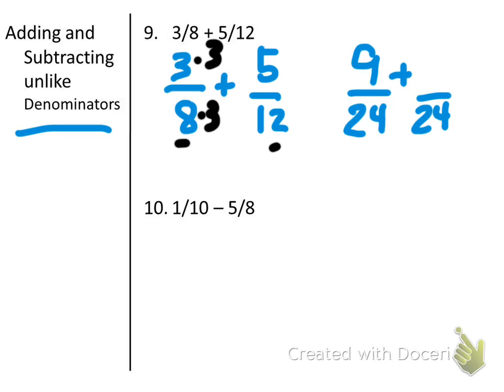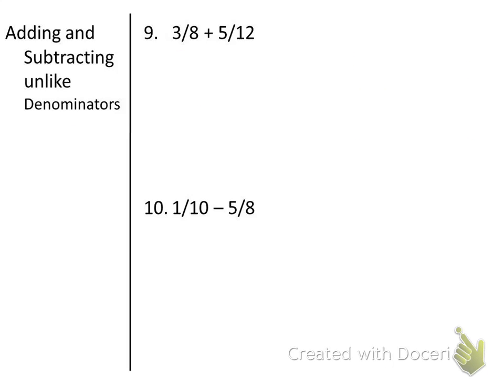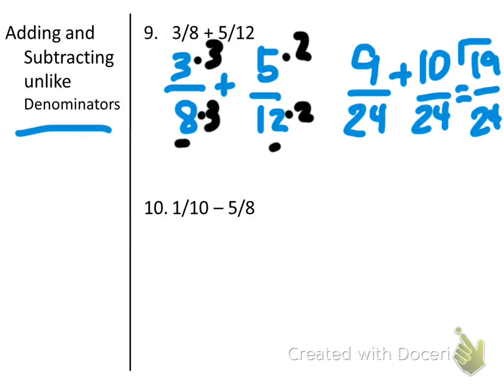How do I get from 12 to 24? Times 2, that's correct. So 5 times 2 is 10, that is correct. So 9 plus 10 equals 19. The 24 denominator stays the same. Okay, so that's the final answer. It cannot simplify, so the answer is 19/24.